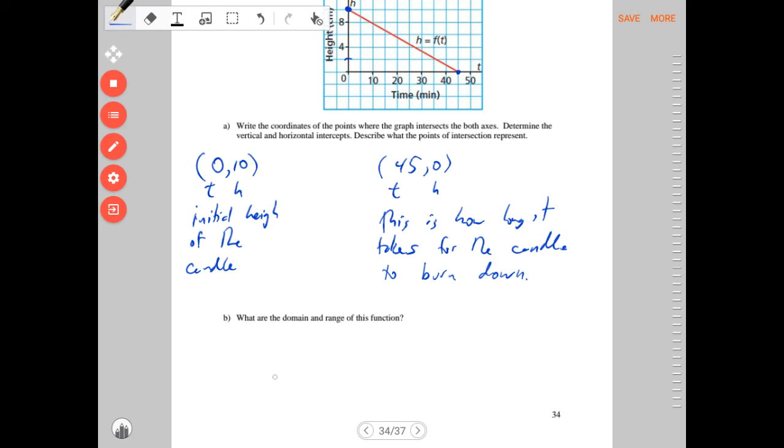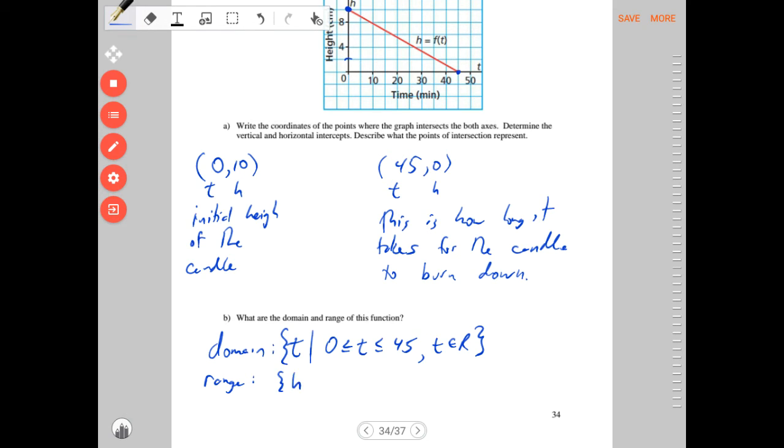Then part B says, what is the domain and range of this function? The domain is all the horizontal stuff. So the domain is all the times such that we are bigger than or equal to 0, but smaller than or equal to 45. Inside that, it's continuous data, so t is an element of the real numbers. Then of course the range.